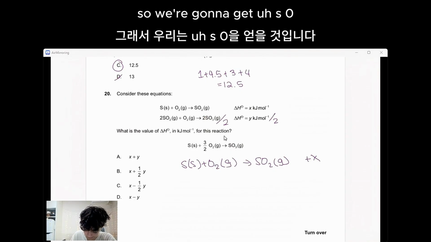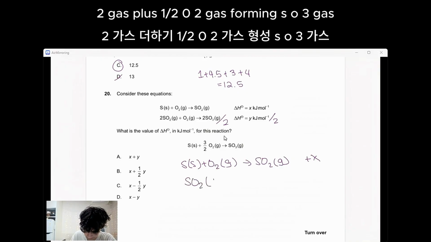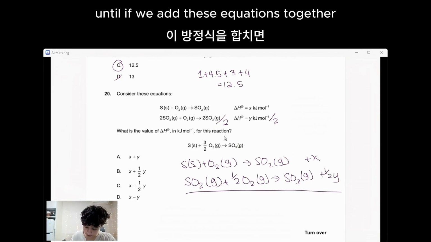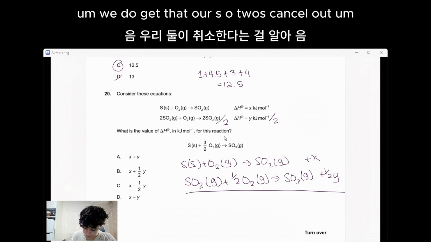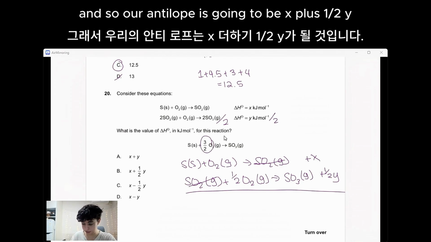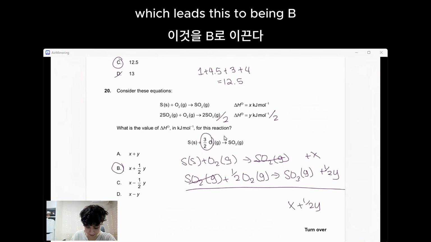So we're going to get SO2 gas plus 1/2 O2 gas forming SO3 gas, and our enthalpy is going to be plus 1/2 Y. And so if we add these equations together, we do get that our SO2s cancel out. Our O2s, 1/2 plus 1, does end up being 3/2. Our products is 1, and so our enthalpy is going to be X plus 1/2 Y, which leads this to being B.